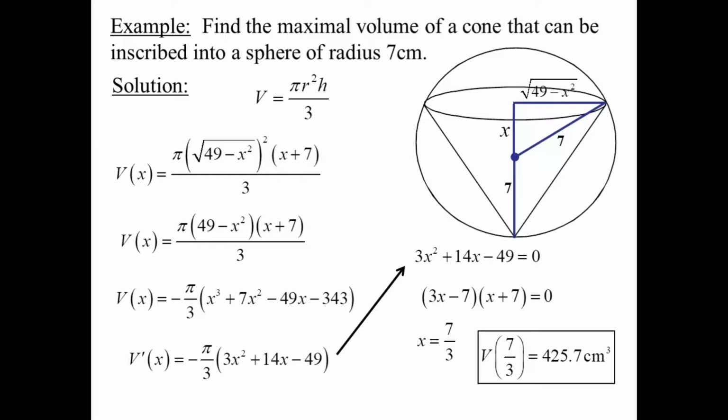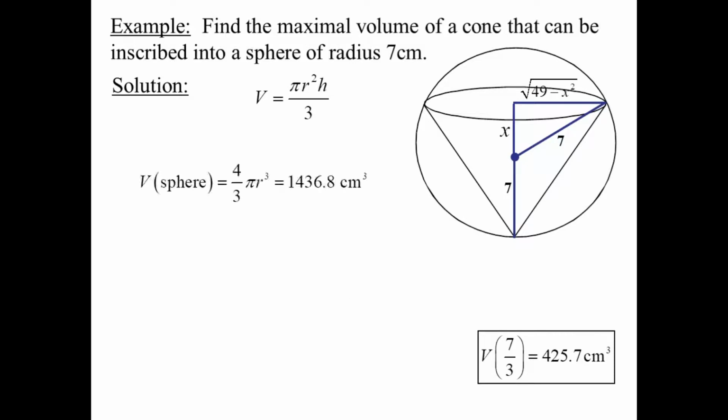An interesting observation might be, I wonder what percentage of that sphere is taken up by that cone. It's just a question that naturally arises. Well, let's investigate. The volume of the sphere is 4/3 pi r cubed. If we sub in an r value of 7 into that formula, we get 1436.8 cubic centimeters.